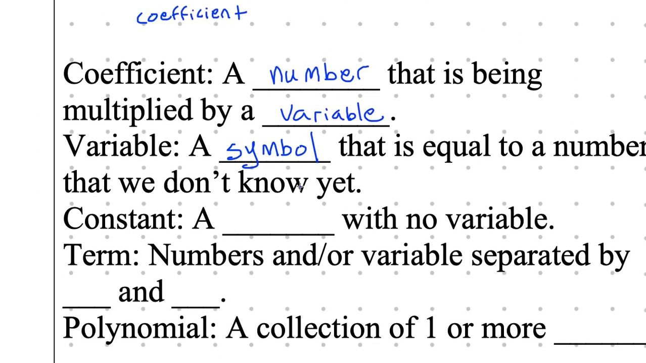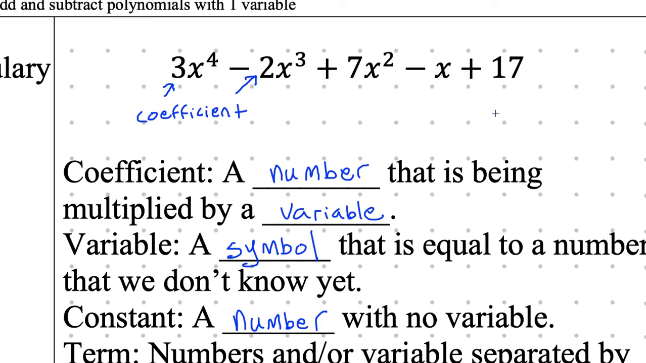Okay, what about a constant? Someone that has a card. Yeah, a number with no variable? It is indeed a number with no variable. So the only constant here is this 17. That is our constant.